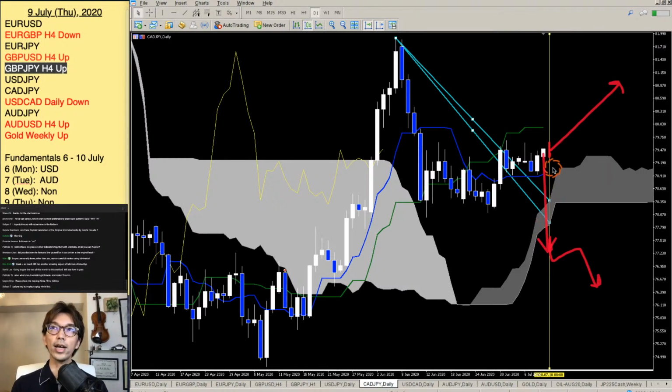So this one, we can look at it tomorrow. Tomorrow is a Friday, so we can come back to this CAD/JPY daily chart next week on Monday and see where the close price was on Friday. And if it's above the Kumo, above the forecast lines, then we can look for a buy chance from next week.